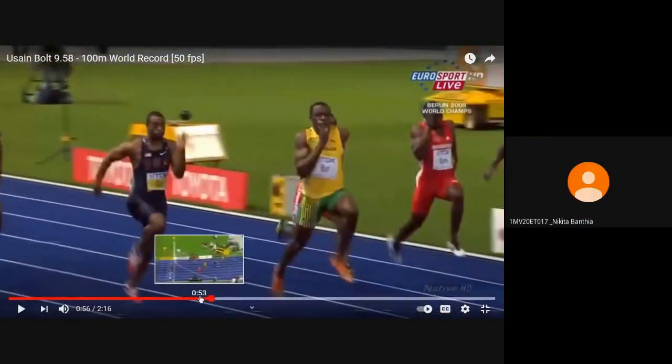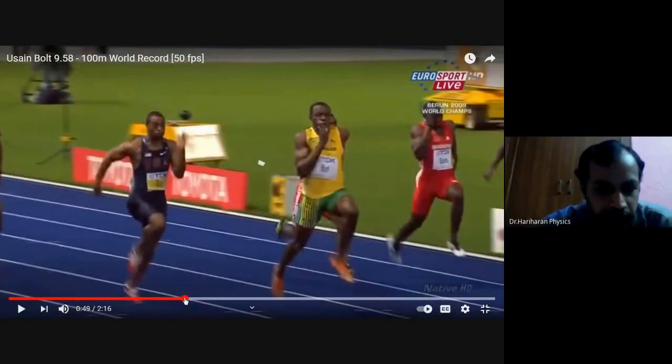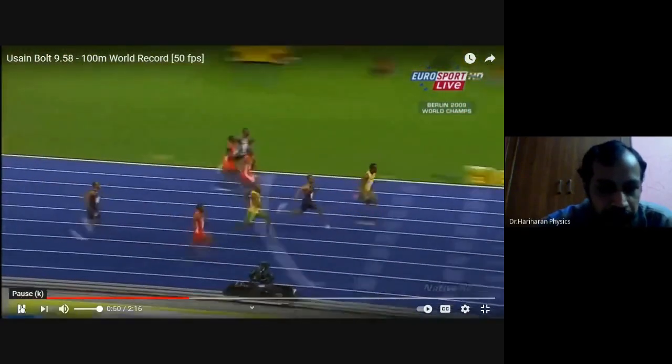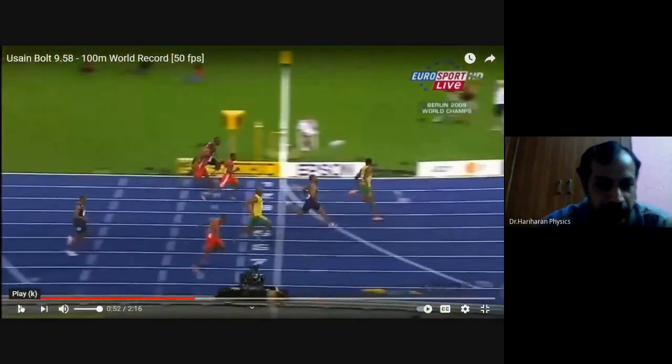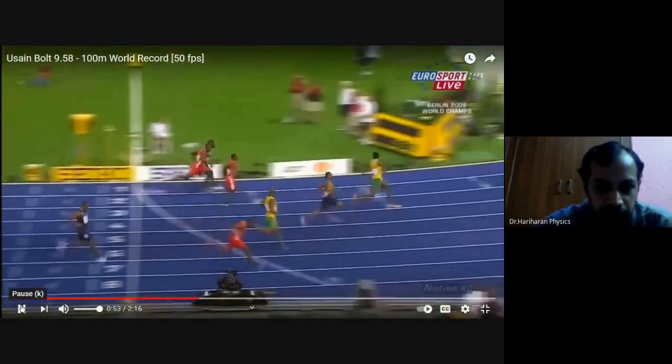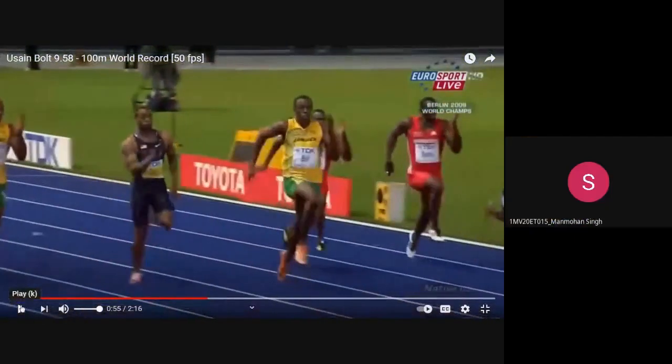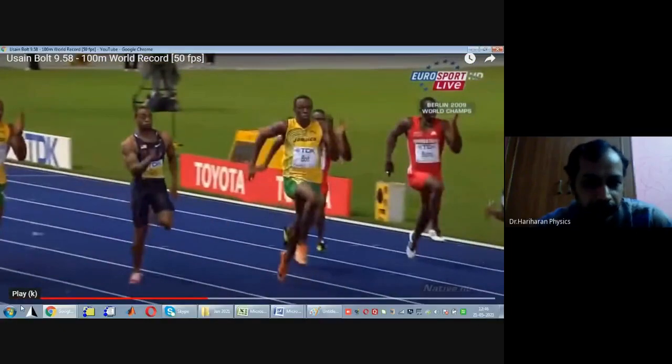Yes, sir. You see here, even after crossing the finishing line, the athletes run for some more distance. Am I right? Yes, sir. I think the idea is clear, correct?